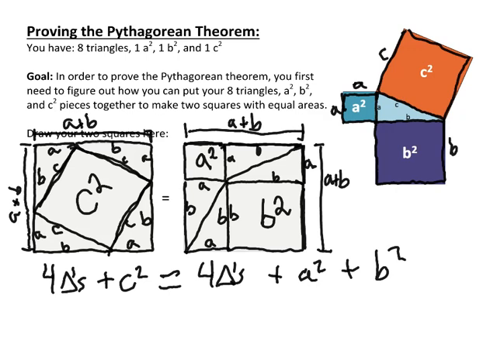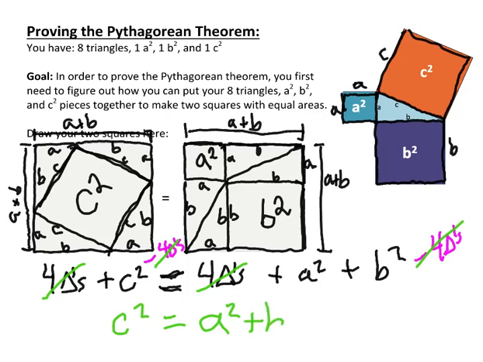Now what I can do next is, I know these two areas are equal, right? Because I've intentionally set that up that way, that these two squares would have equal areas. So what I can do next is actually just subtract 4 triangles from both sides, right? So subtract 4 triangles here, subtract 4 triangles there. And that is going to get rid of the 4 triangles, get rid of the 4 triangles, and you'll be left with c squared on this side is equal to a squared plus b squared, which is indeed the Pythagorean theorem right there.